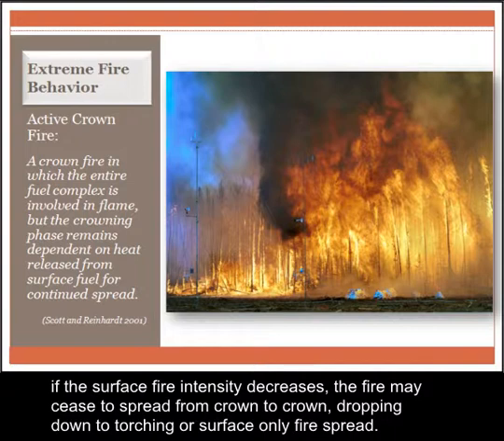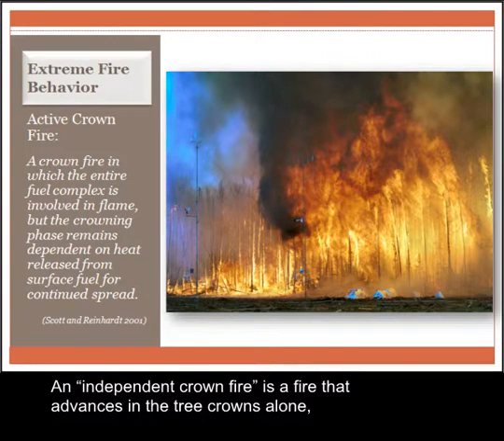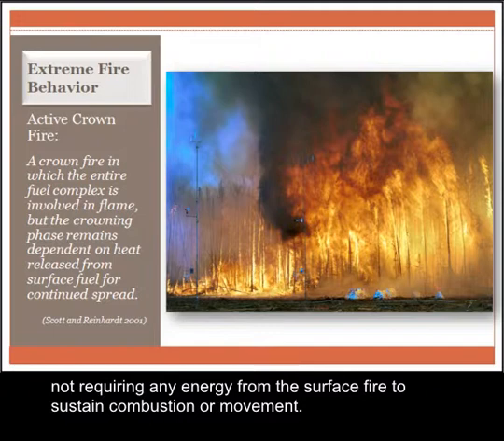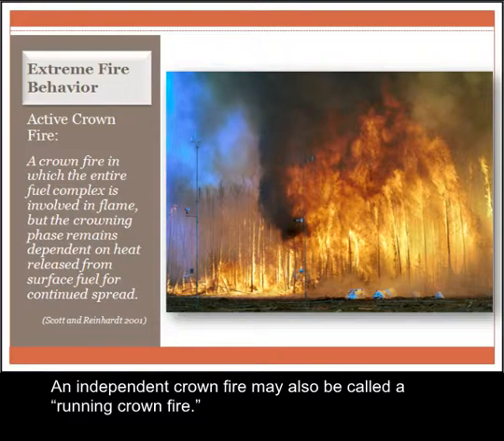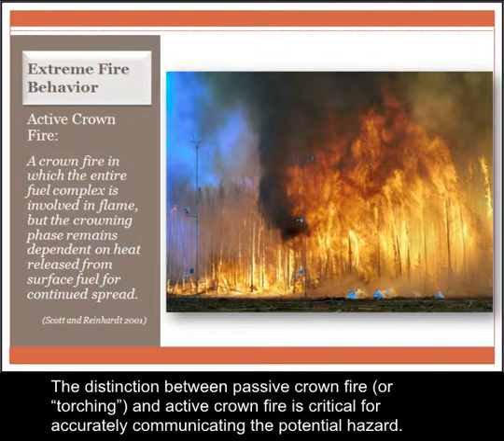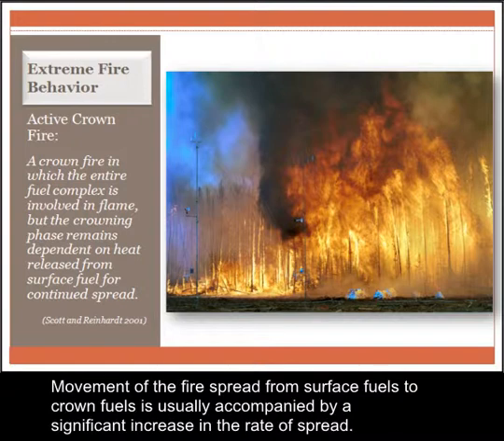If the surface fire intensity decreases, the fire may cease to spread from crown to crown, dropping down to torching or surface-only fire spread. An independent crown fire is a fire that advances in the tree crowns alone, not requiring any energy from the surface fire to sustain combustion or movement. These crown fires are an extremely rare phenomenon. Few instances of this type of crown fire have been documented. An independent crown fire may also be called a running crown fire. The distinction between passive crown fires, or torching, and active crown fires is critical for accurately communicating the potential hazard. Movement of the fire spread from surface fuels to crown fuels is usually accompanied by a significant increase in the rate of spread.